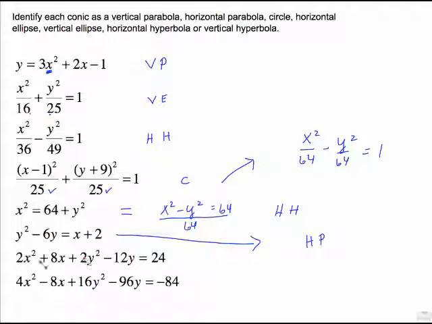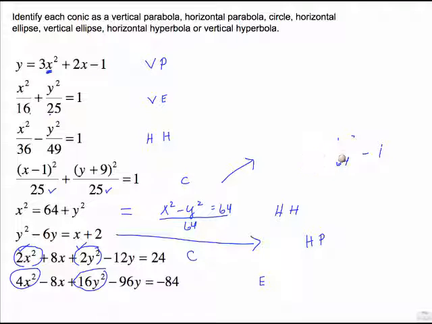This in general form, we have 2x squared plus 2y squared. Because there's a plus in between, it is either a circle or an ellipse, but because these coefficients are the same, it is a circle. 4x squared plus 16y squared. Since there's a plus in between the squared items, I know it is an ellipse. I don't know if it's a horizontal or vertical ellipse until I complete the square.